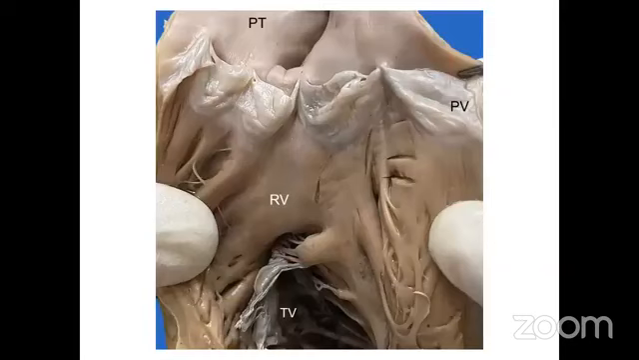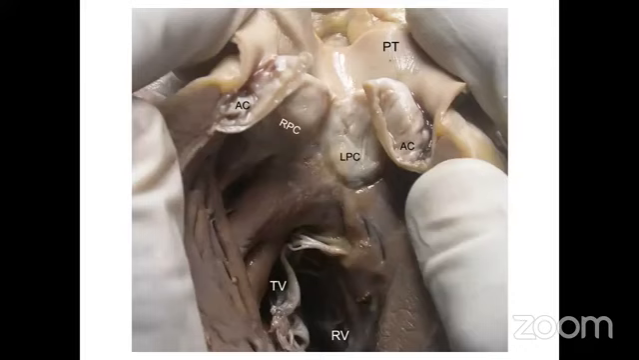Now here is the pulmonary valve. It is not having three cusps, but it is showing four cusps. So this would be an example of a quadricuspid pulmonary valve. Now here again, there are only three cusps. This is the anterior, the right posterior, and the left posterior cusp. And all these cusps are very markedly thickened.